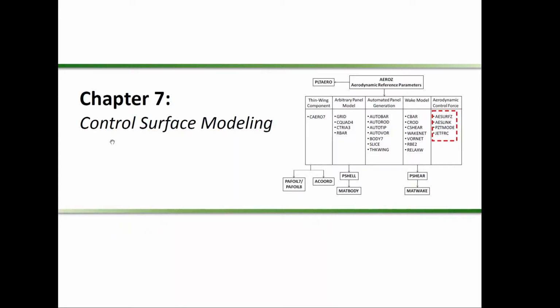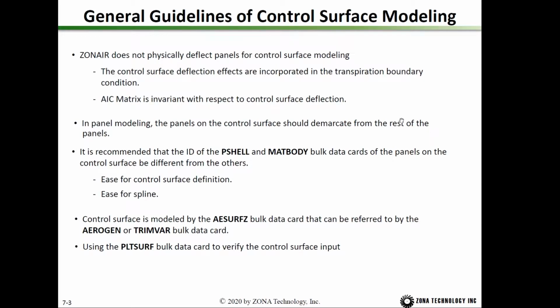Chapter 7, Control Surface Modeling. The control surface modeling uses the ASET2 card, AESLINK card, PCT mode, or GFORCE cards for the control surface modeling.